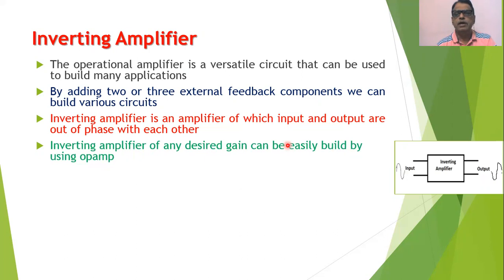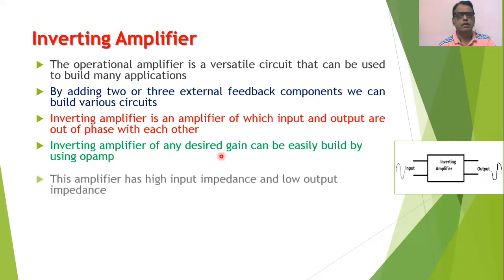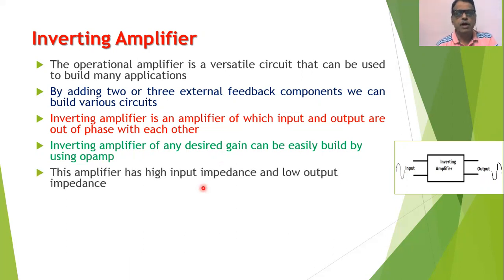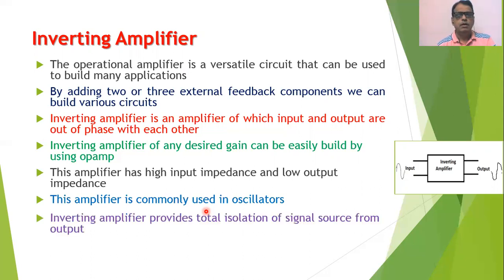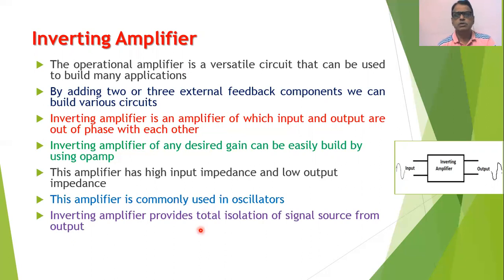Inverting amplifier of any desired gain can be easily built by using operational amplifier. This amplifier will have a high input impedance and low output impedance. This is a very useful amplifier, and you will find that the inverting amplifier is the most stable amplifier. This amplifier is also used in various oscillator circuits, because in an oscillator circuit basically what we need is an amplifier. Inverting amplifier will also provide a total isolation of the signal source from the output.